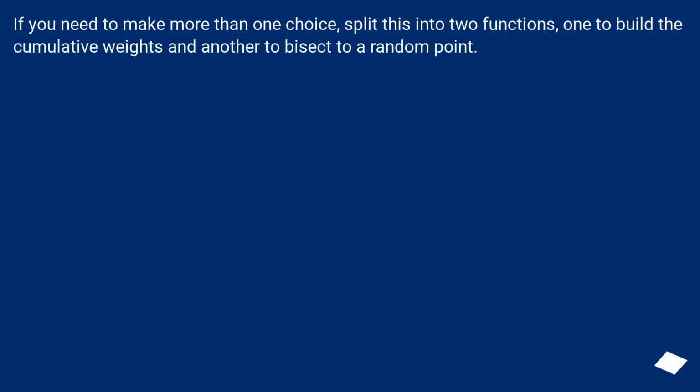If you need to make more than one choice, split this into two functions, one to build the cumulative weights and another to bisect to a random point.